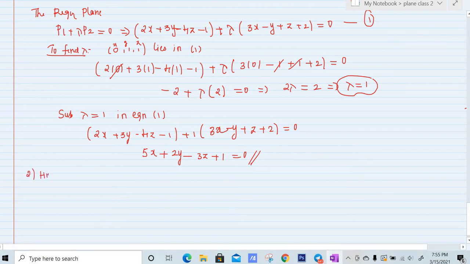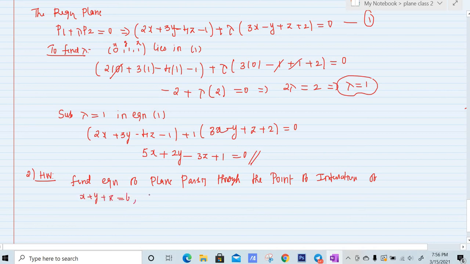So problem 2, we just take this as an exercise problem. Find the equation of plane passing through the point of intersection of x plus y plus z is equal to 6, 2x plus 3y plus 4z is equal to 5, and the point 4, 4, 4, right? The same question.